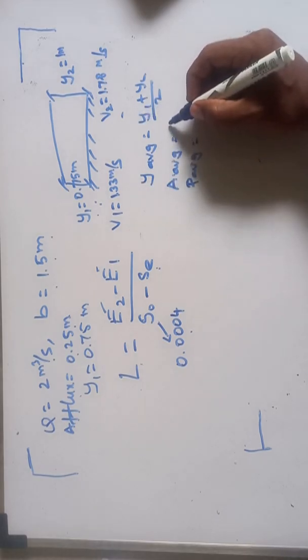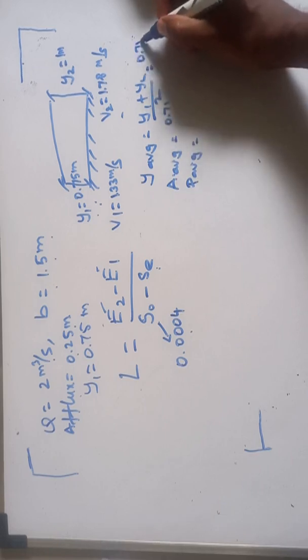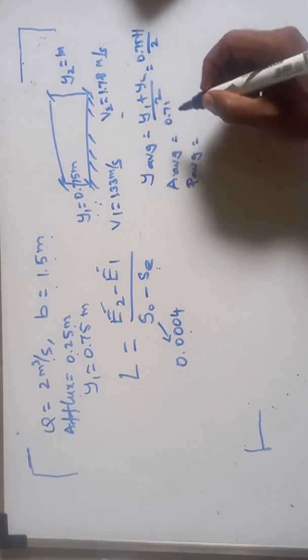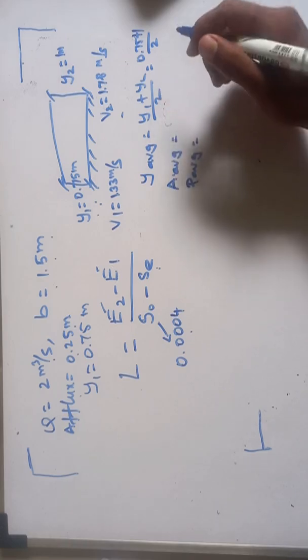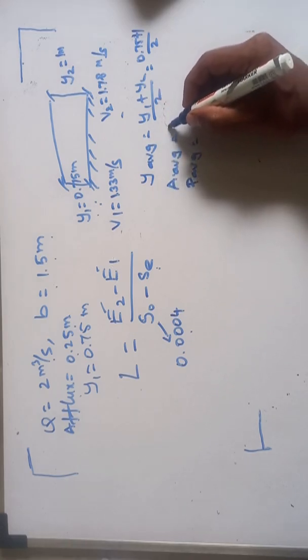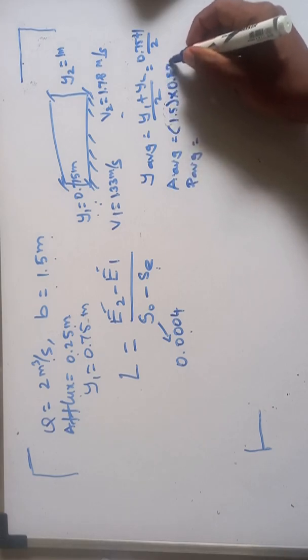This value we know is 0.75. Y average is nothing but (0.75 + 1) / 2, that means 1.75 / 2, which is 0.875 meter. A average is equal to breadth 1.5 times 0.875 meter.